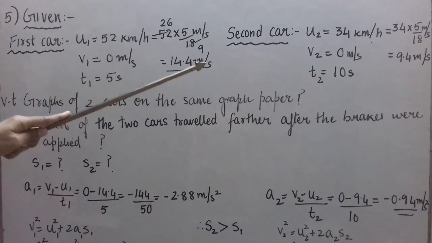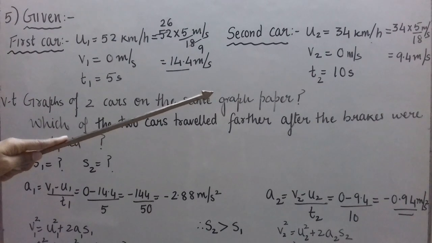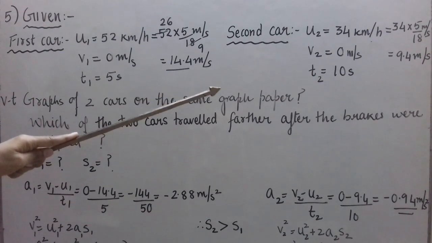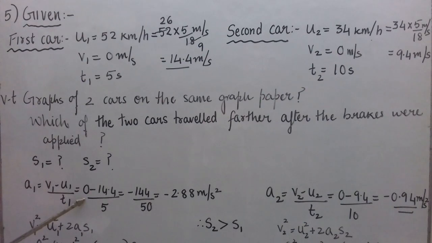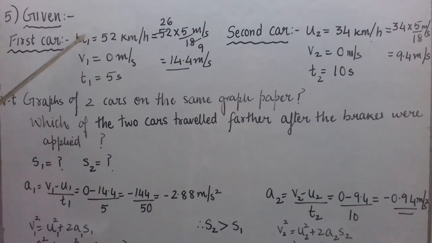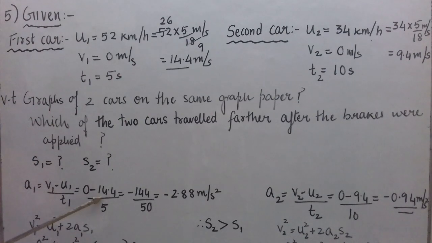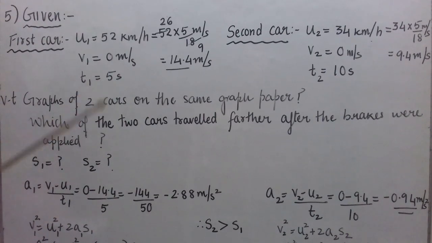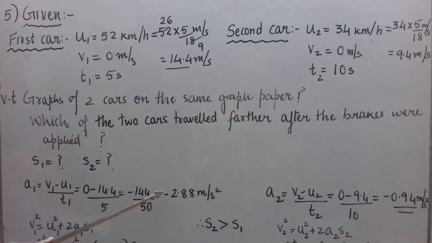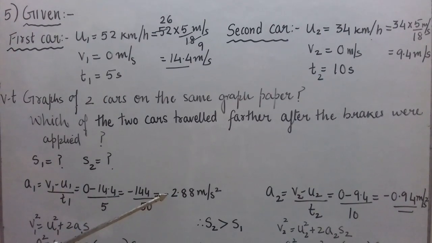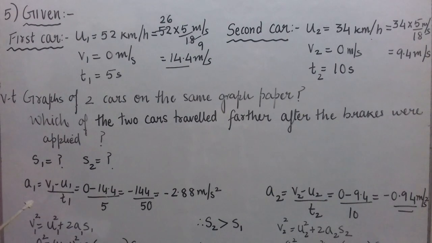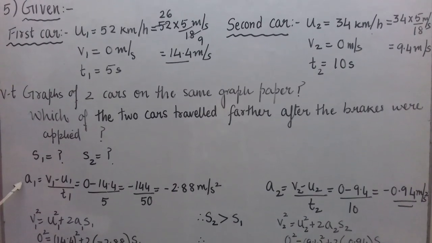Similarly, initial speed of second car, we can convert it into meter per second and it is 9.4 meter per second. Now, acceleration of first car, V1 minus U1 upon T1. I have just put the value, V1 is 0, U1 is 14.4, so minus 14.4 divided by time is 5 seconds. And when we do the simplification, we get the final answer of A1 as minus 2.88 meter per second square. Minus as expected because it is a case of retardation or negative acceleration.